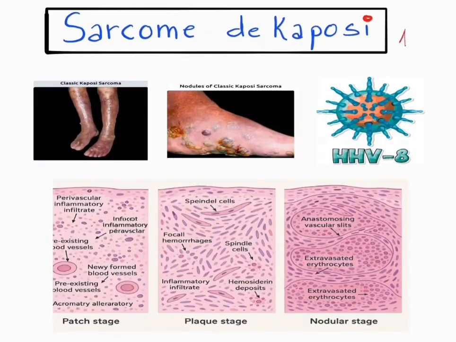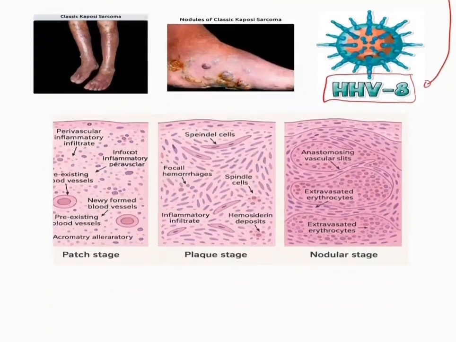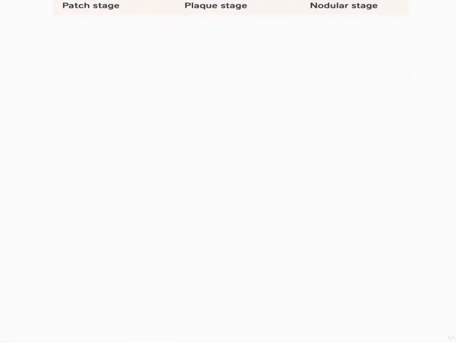Kaposi sarcoma is associated in 100% of cases with a virus called HHV8, which stands for human herpes virus 8. So why do we develop Kaposi sarcoma? It is associated in 100% of cases with HHV8. In this case, we will explain the pathophysiology.